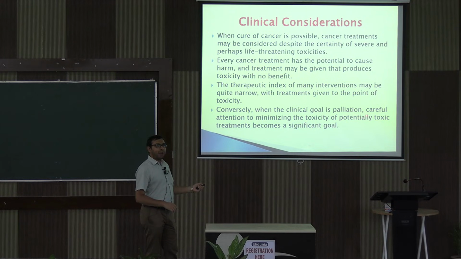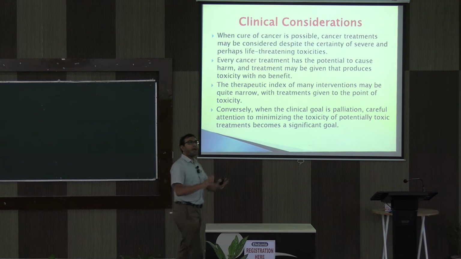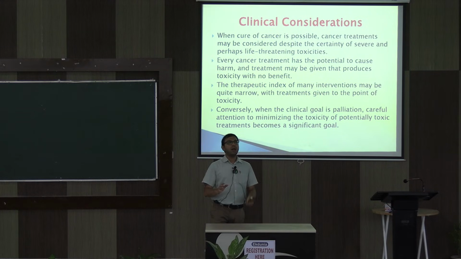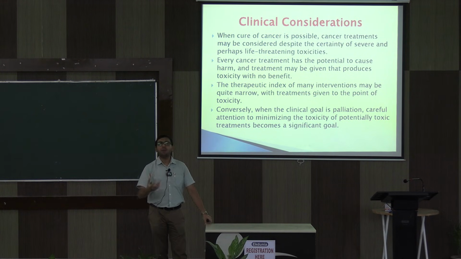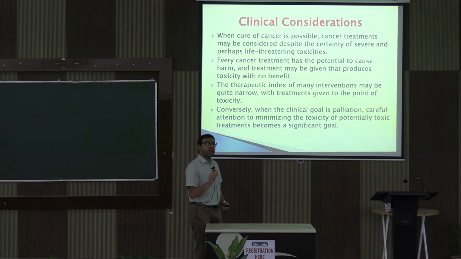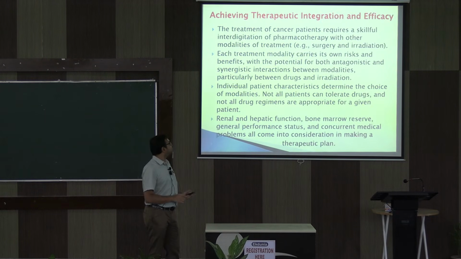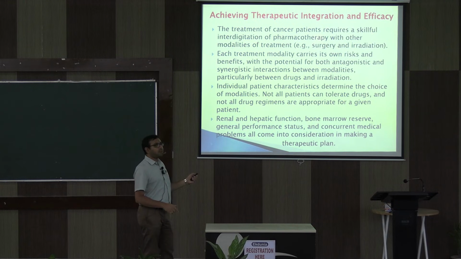When the clinical goal is palliation, careful attention to minimizing toxicity is needed. That is like pancreatic cancer, stage 4 pancreatic cancer. Ultimately death will happen because the multiplication is very high. So here we are giving some drugs so that there will be some prolongation of life, and also the quality of life should be maximal. That's why here we should use those drugs where the toxicity is less. Okay. Again, the treatment of the cancer patient requires a skillful interdigitation of pharmacotherapy with other modalities.